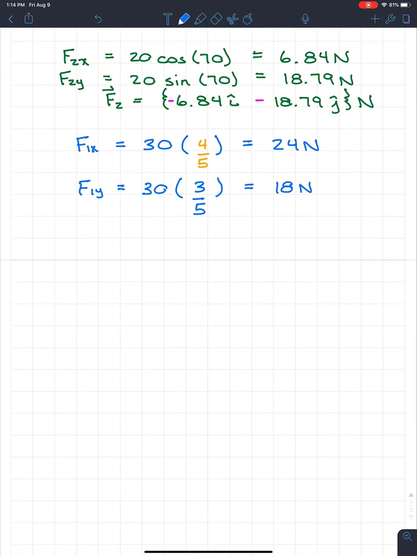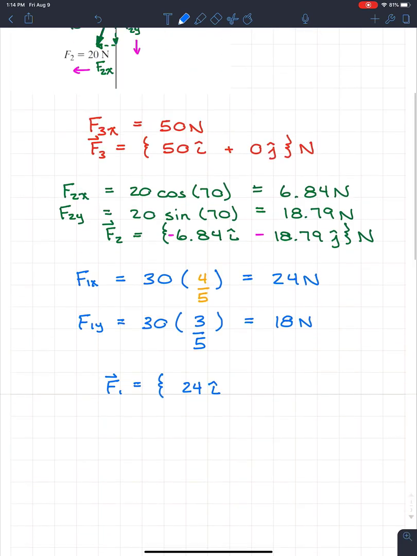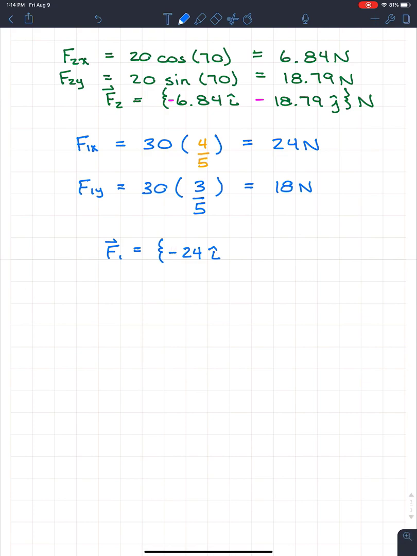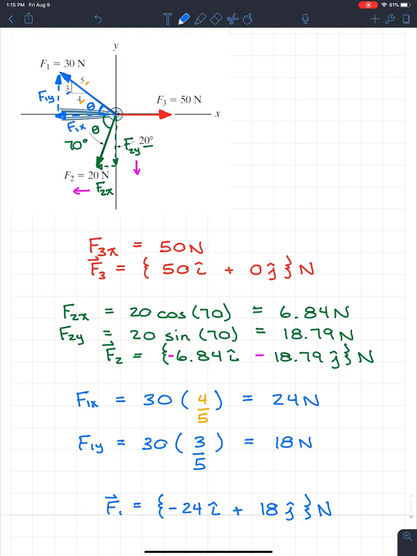So then we can finally say that F1 as a vector, remember the little arrow at the top, is equal to squiggly brackets, 24 newtons, so 24i. Then we check the direction, so it's going in the left direction, therefore it's a negative 24i. Then we check the vertical direction, it's going up, so it's positive, plus 18j, and the squiggly bracket, and then we end by putting our units, newtons. So we found all the components of all three of the vectors. We got F3, we got F2, and we got F1.